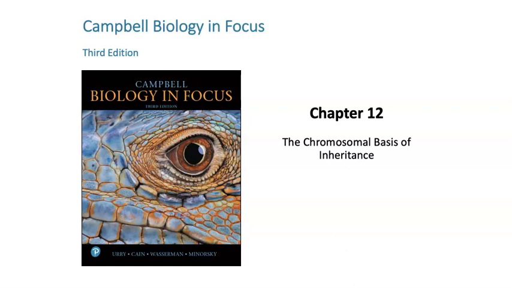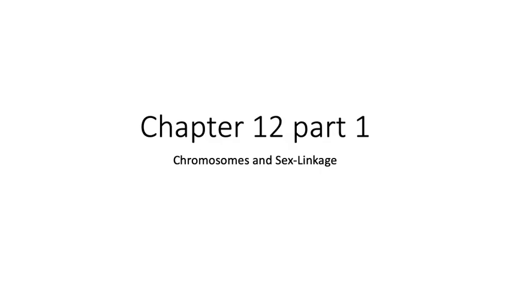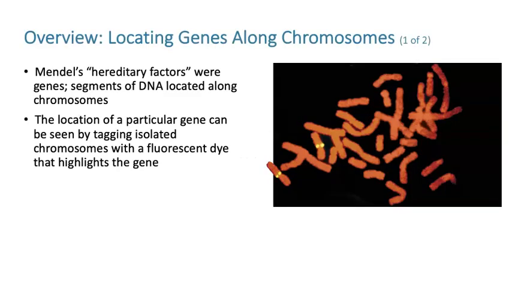In this chapter, we're going to learn all about the chromosomal basis of inheritance. This is a very integrative chapter. It brings in what we've learned in mitosis and meiosis, and it also brings in the information that we learned in the chapter on Mendelian genetics. So let's go ahead and get started. The first of my videos in Chapter 12 is going to focus on chromosomes and sex linkage.